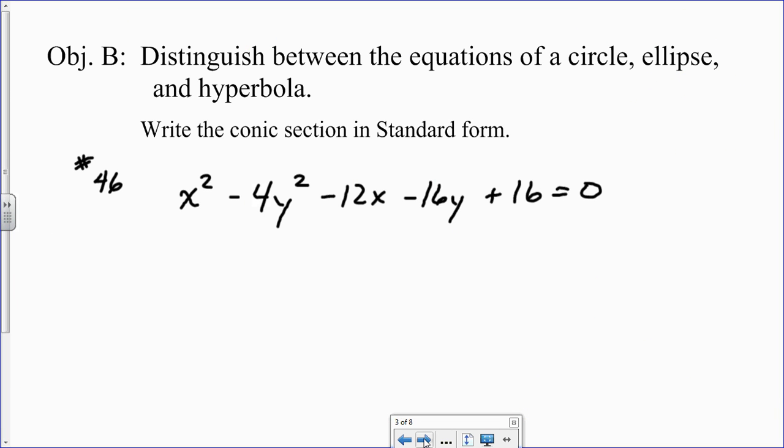All right. The next thing we're going to talk about is the definition. Oh, nope. We'll do the definition in a minute. First thing is identify whether we have a circle, ellipse, or hyperbola, and then we'll write it in standard form.